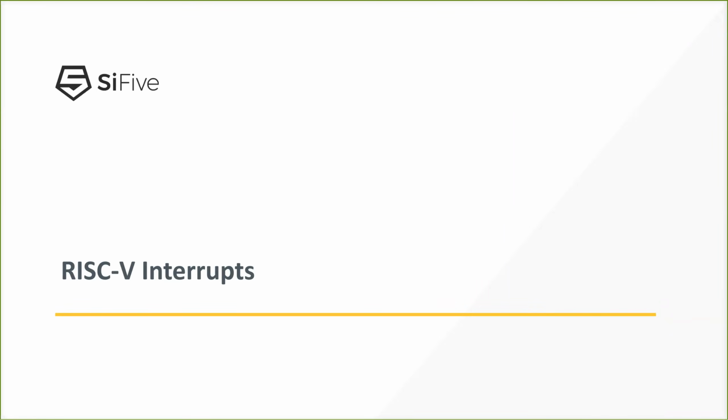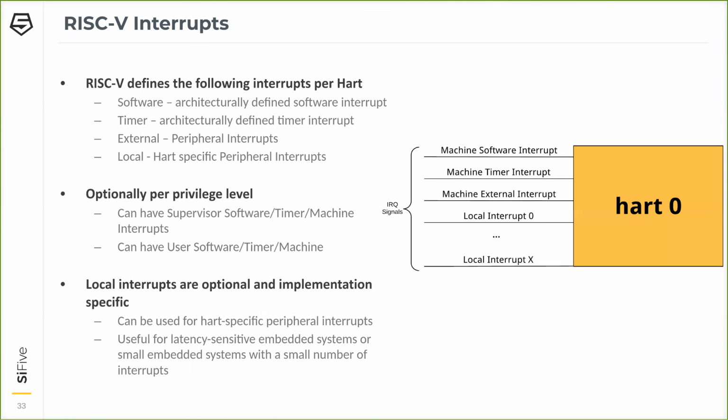Now let's talk about interrupts. RISC-V defines the following interrupts per hart: software, timer, and external interrupts. Software interrupts are architecturally defined. This is an interrupt that can be used for interprocessor communication, for example, writing to a register which can trigger an interrupt. Timer interrupt uses the mtime and mtimecmp registers that we talked about earlier.